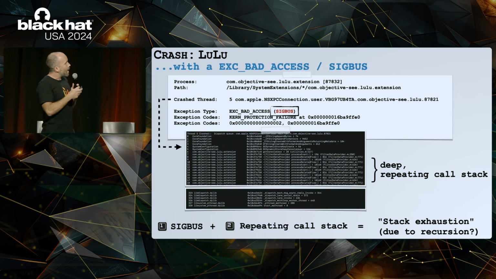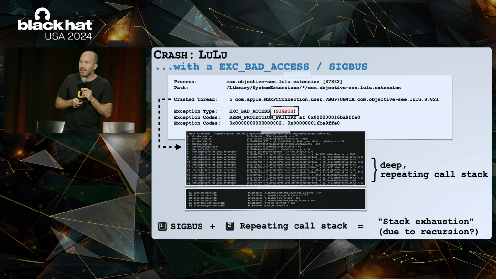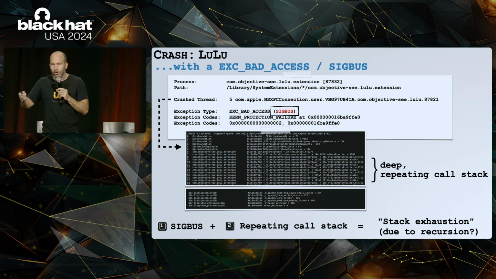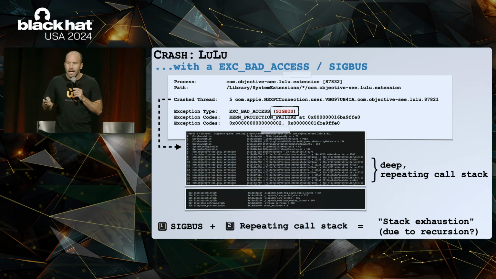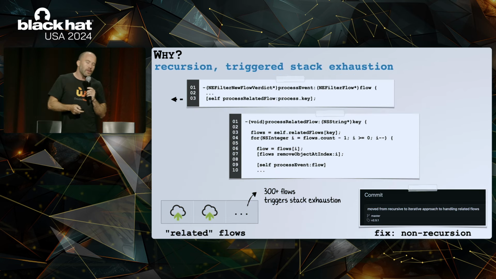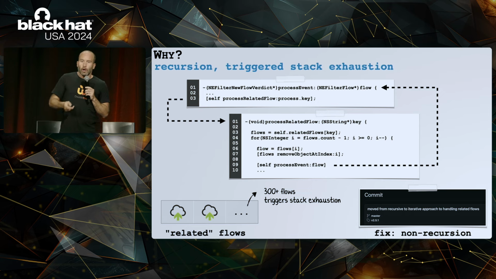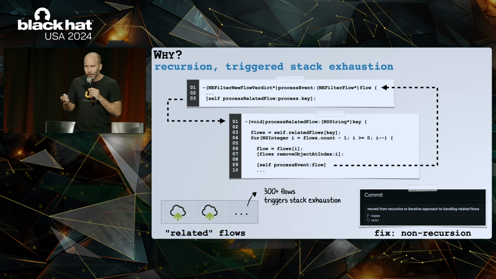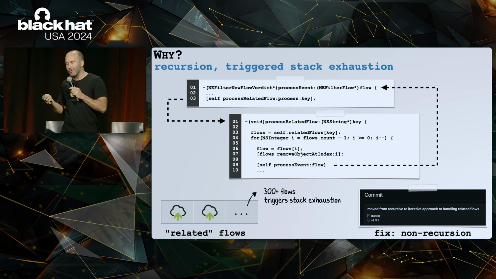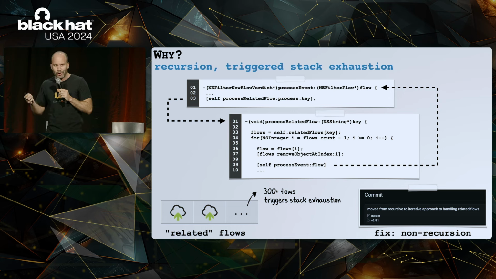But as soon as I looked at the stack backtrace, I noticed it was a very deep repeating call stack. The same function was being called again and again, like hundreds of times. When you see this, it's very indicative of an issue with recursion that leads to something called stack exhaustion, which basically means you use up the call stack. As soon as I saw that, I was like, damn, I know exactly what went wrong. Previously, I had implemented some logic in Lulu, and I decided to do this recursively. I remembered learning about recursion in my computer science class, and I was like, I always want to use recursion.